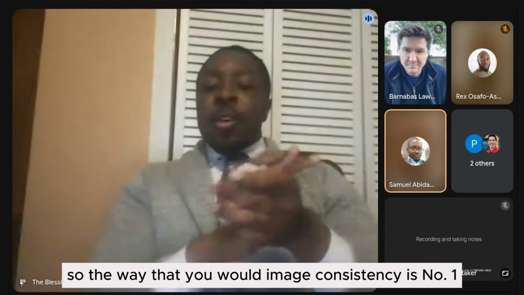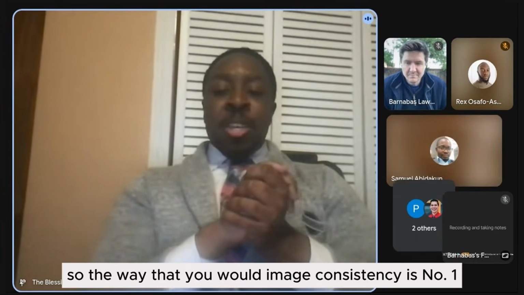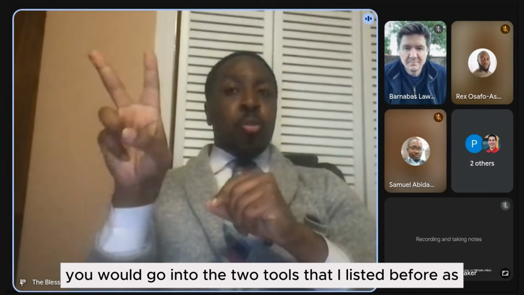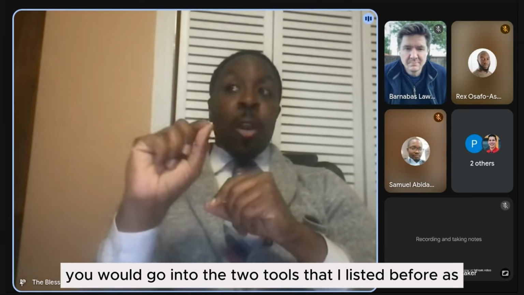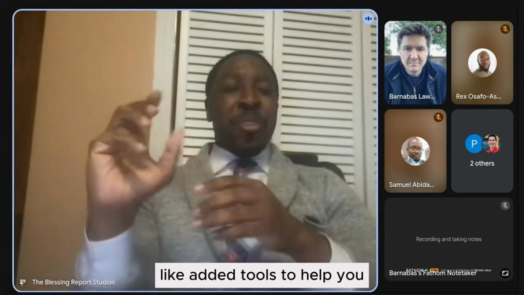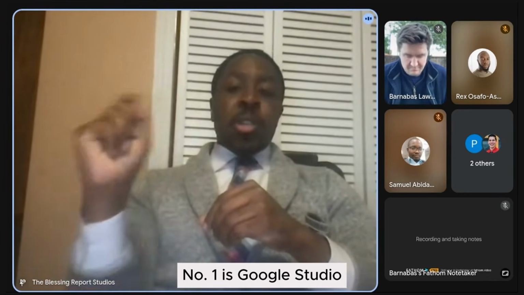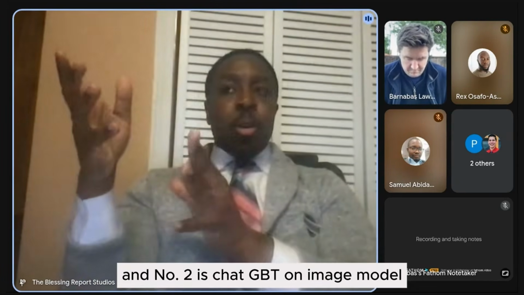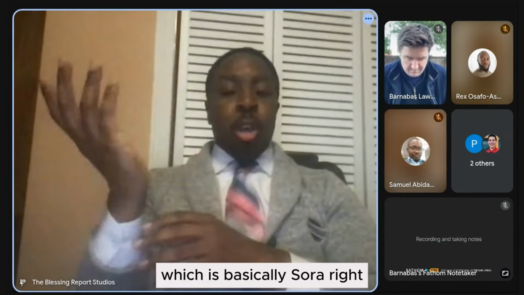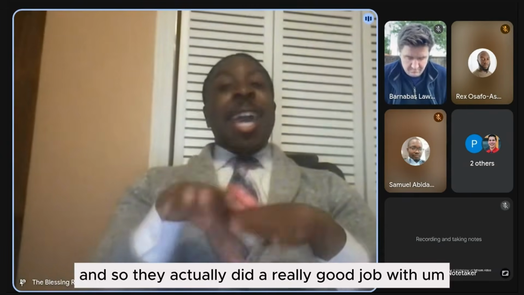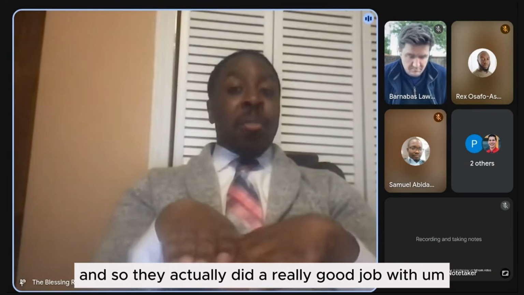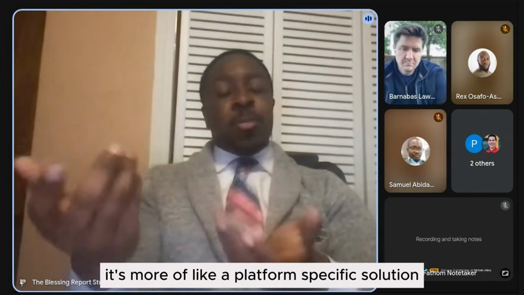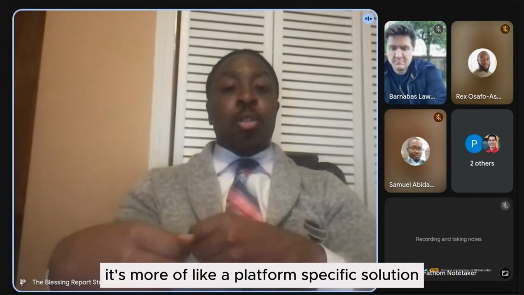Oh, sure. So the way that you would keep image consistency is, number one, you would go into the two tools that I listed before as added tools to help you. Number one is Google Studio, and number two is ChatGPT image model, which is basically Sora, right? And they actually did a really good job with continuity on their platform. So it's more of a platform specific solution.